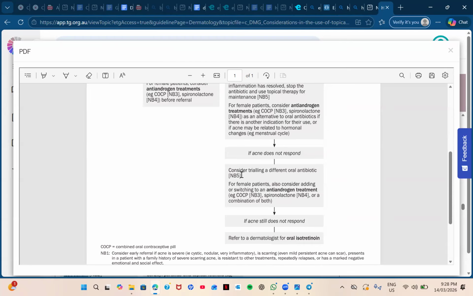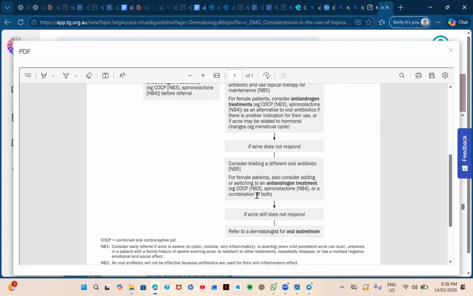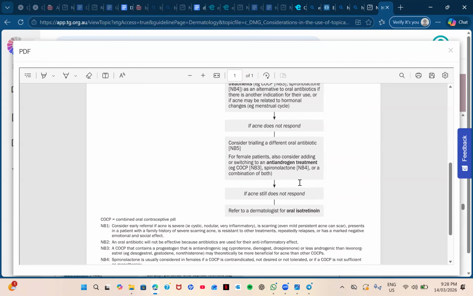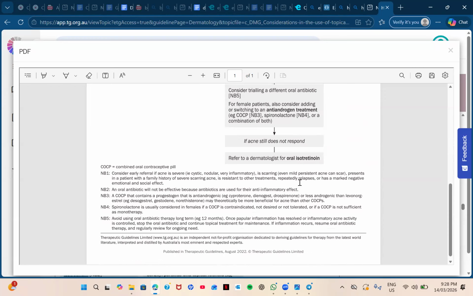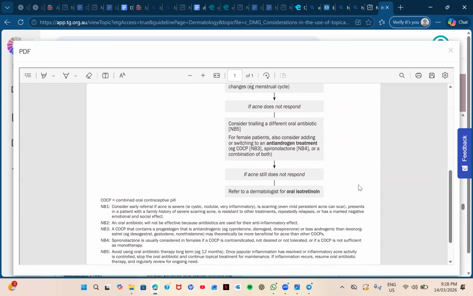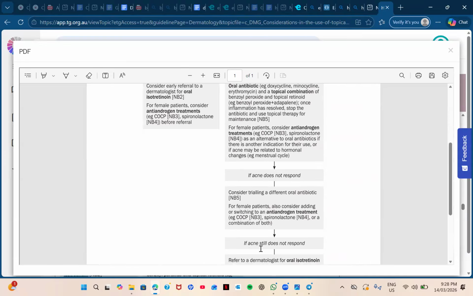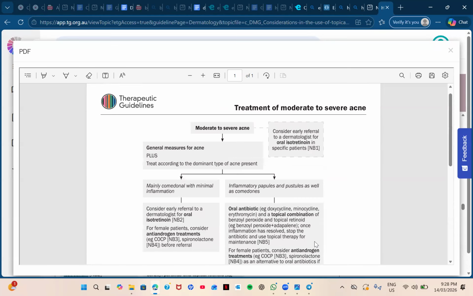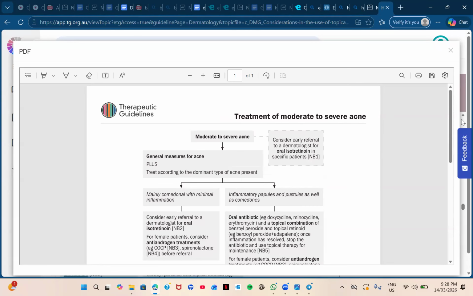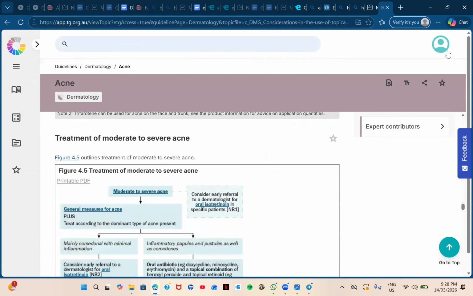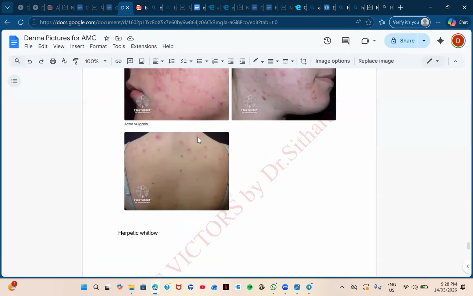If acne does not respond, consider a trial of a different oral antibiotic, right? Like that. Please, the last one: refer to a dermatologist or oral isotretinoin. Last option, if the acne still has not responded. So these two charts are very high yield. If you have time, just go through the e-medicine questions. Then you can identify the indications and other key points that you should remember, right? Okay, I hope you understand it. We do not go directly to retinoids. So please keep those things in your mind as well.